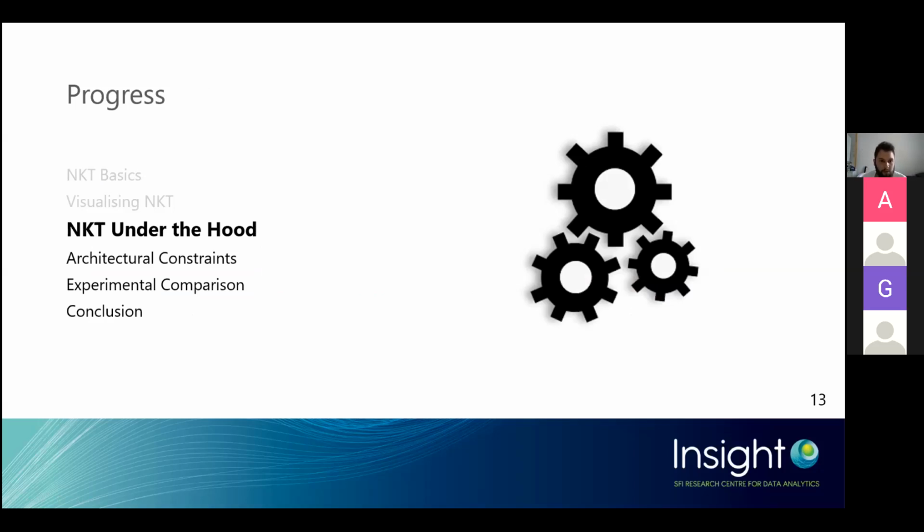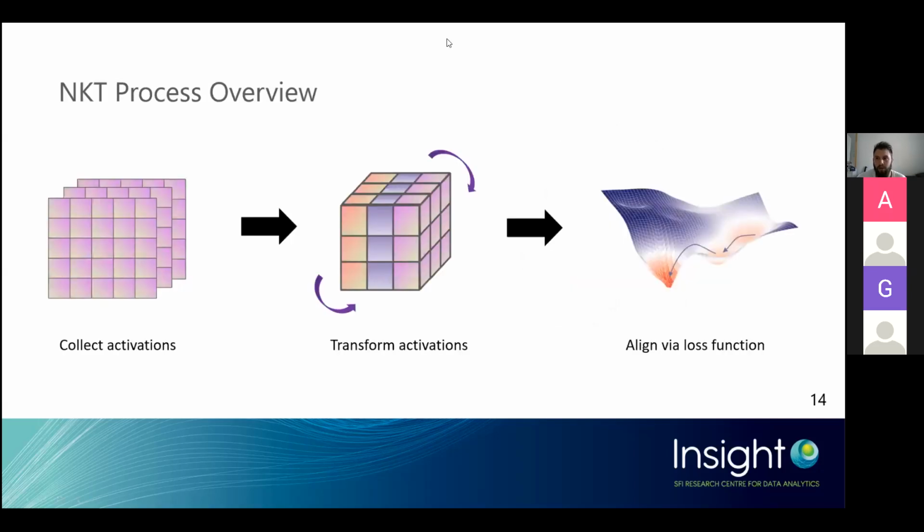So then, to go into just a little bit more detail about how neural knowledge transfer works. All of the main methods kind of fit this framework, where you've got three steps. Collect activations, where you put a batch of training data into both your teacher and your student network, and you collect the activations from that data at a certain layer or set of layers.